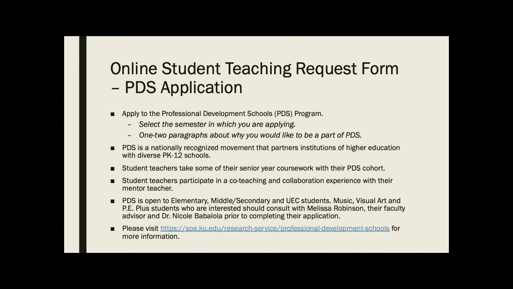If you do not want to apply to the PDS program, you can continue to the review page, review your selections, and make changes if you would like, and then submit your form. You're done. If you would like to apply to the Professional Development Schools or PDS program, you have one more section to complete. The PDS application consists of only two things. We ask you to designate the semester or semesters in which you'd like to be placed in a PDS site, and to write 1 to 2 paragraphs about why you want to be a part of the PDS program.